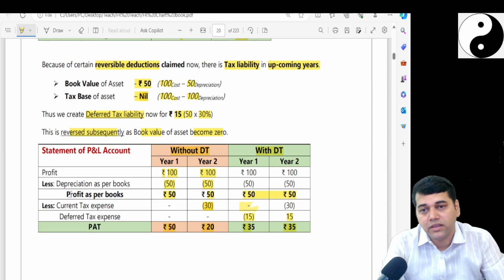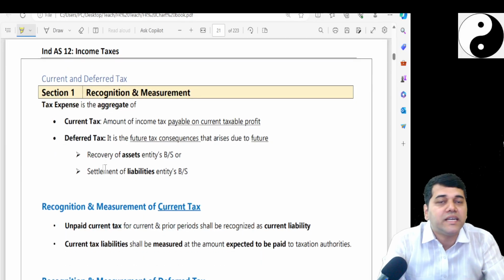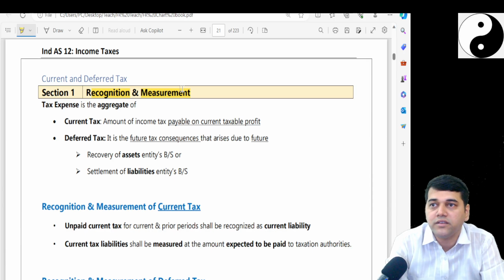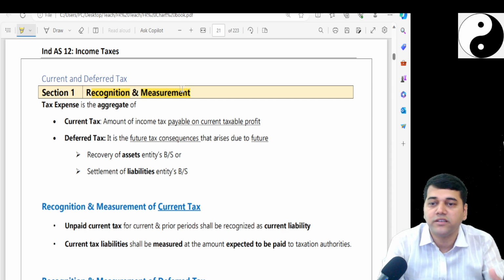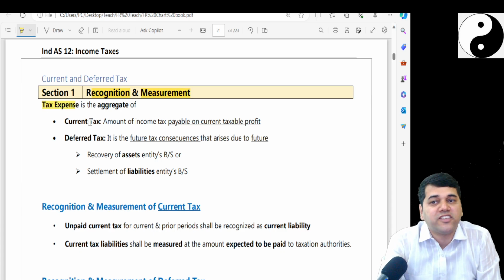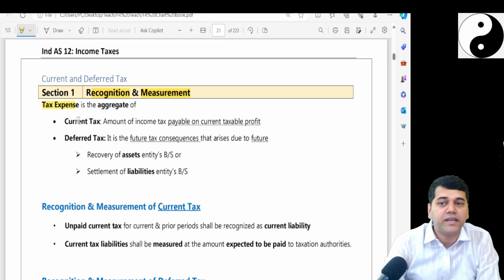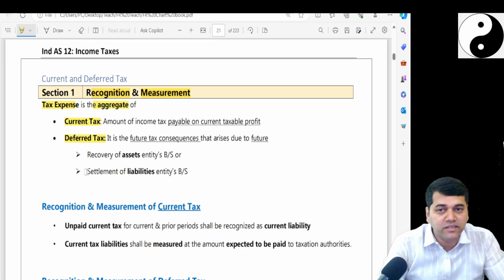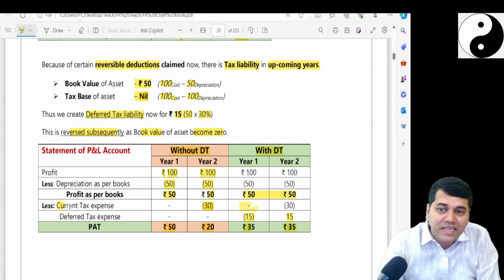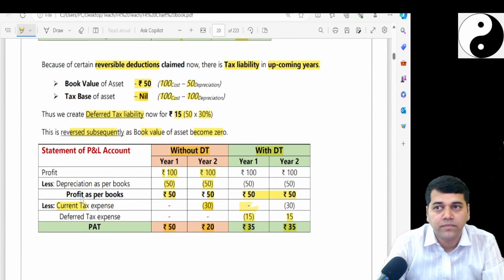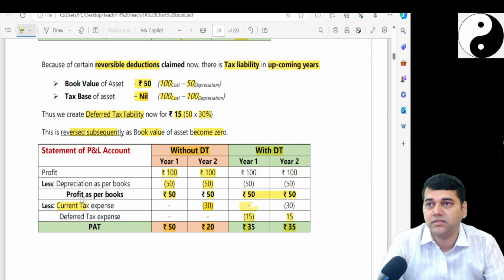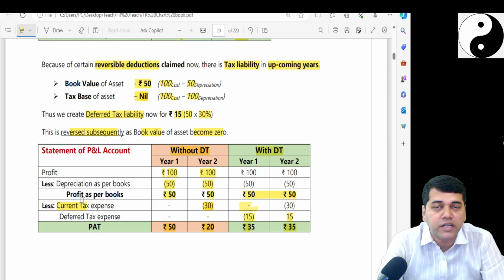Followed, no? Now, current tax and deferred tax. First, we will talk about the recognition and the measurement. Since one of the legs is going to sit in the balance sheet, recognition and subsequent measurements are going to happen. What is the tax expense? The tax expense charged in the P&L account is the aggregate of current tax and deferred tax. The standard says, look, what you show as the tax after PAT should not be only current tax. It should have deferred tax also. That means you have to calculate deferred tax.